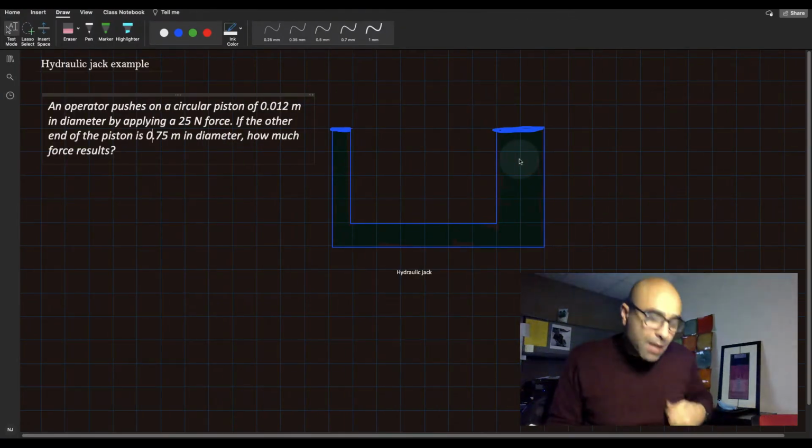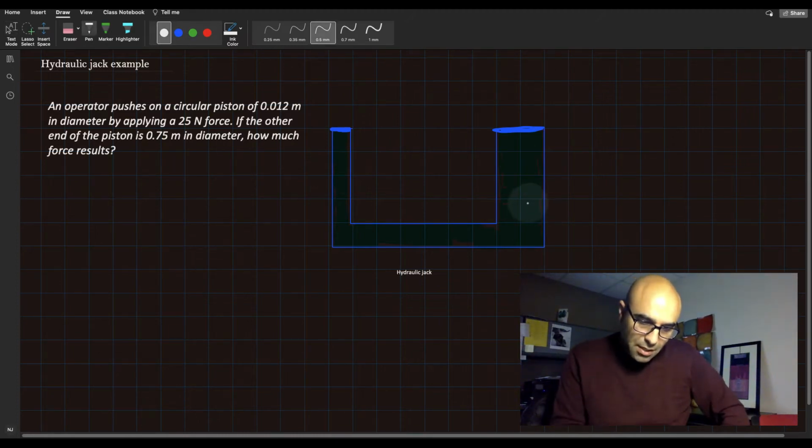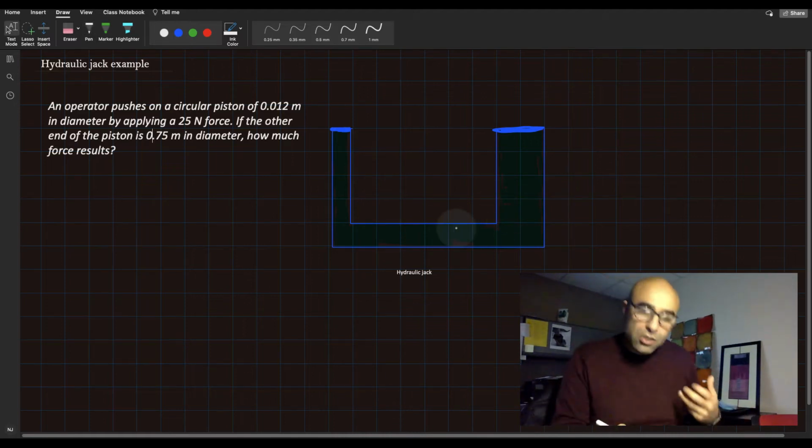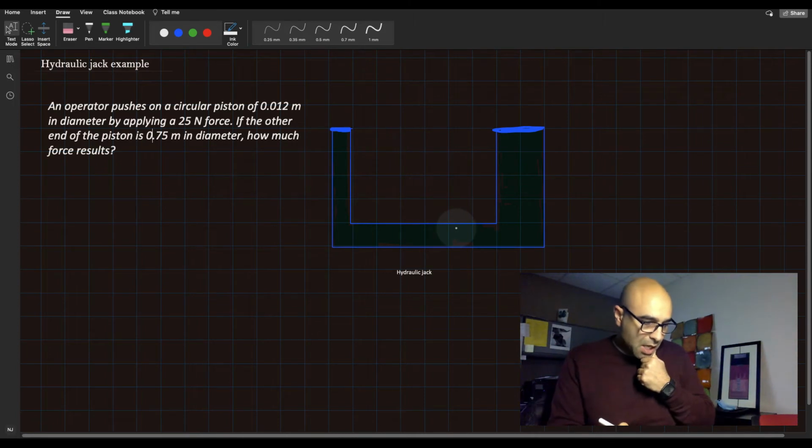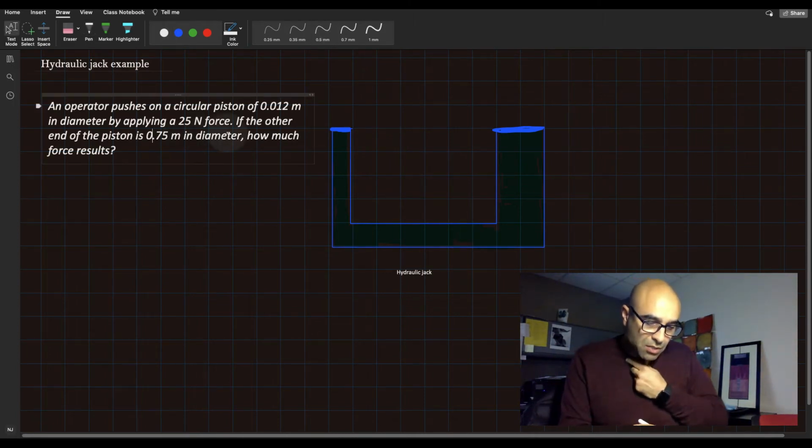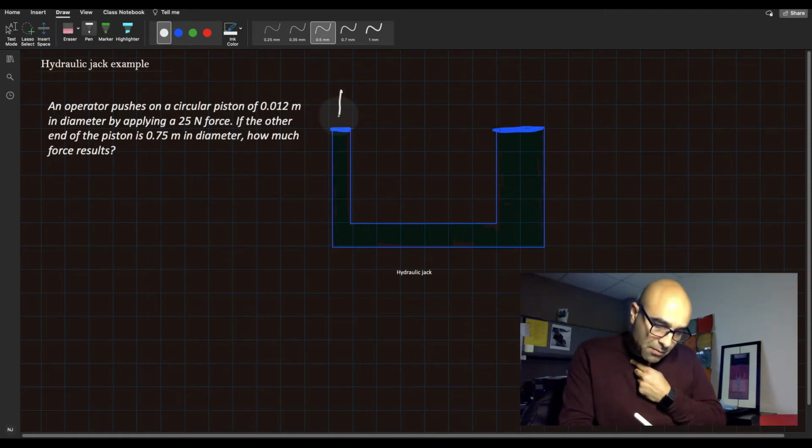As an application on Pascal's principle, let's have this example. This is a hydraulic jack example. This is just a schematic diagram of how a hydraulic jack should look. There is an operator who pushes on a circular piston in here.